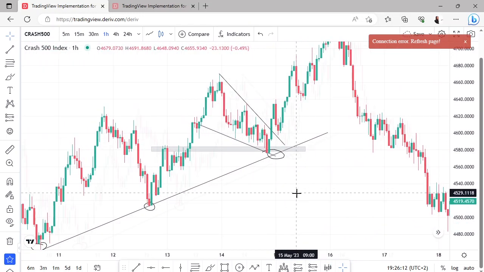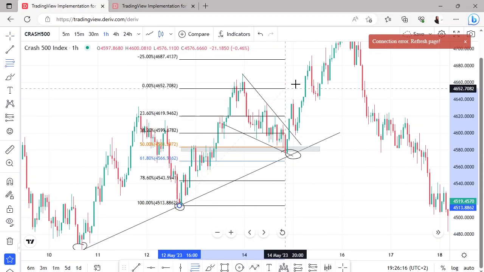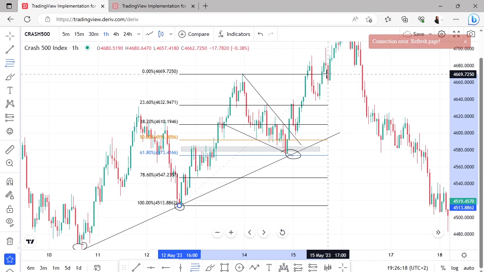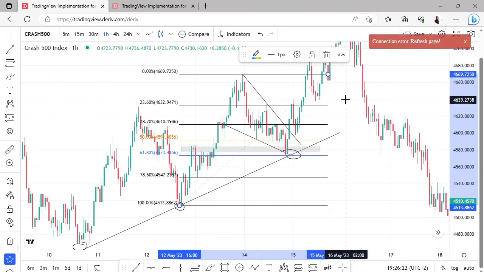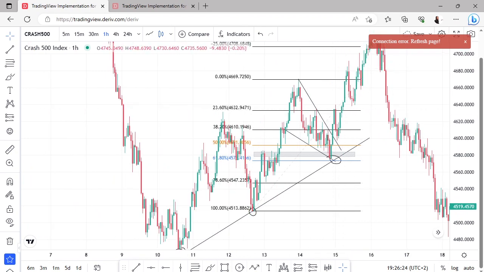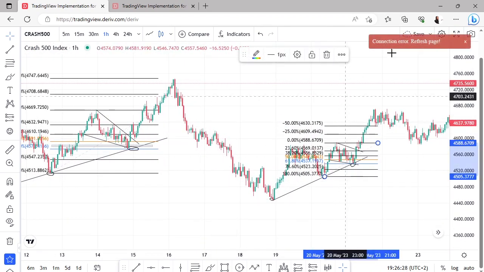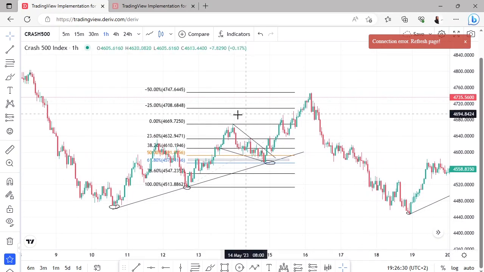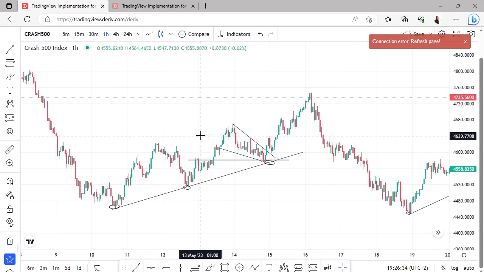Let's see this side. It was also a strong selling zone because it's on our 61% retracement. So overall, these setups are very good to trade, especially for beginners. You can trade this and be profitable, and also professional traders do trade like this.